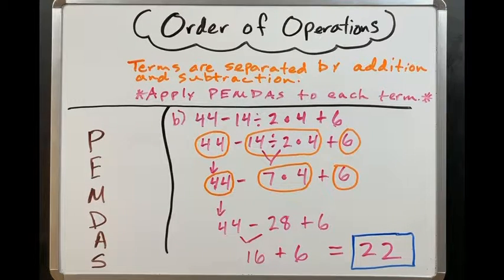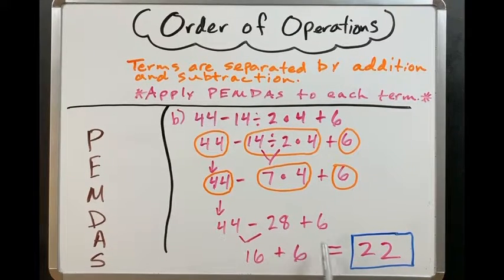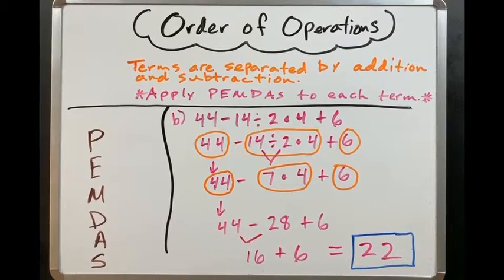Note, it's called order of operations. That means you have to do it in a particular order. You have to solve the problem in a particular order. If I had done 28 plus 6, I would have gotten 34. 44 minus 34, I would have gotten an answer, but it would have been wrong because I didn't follow instructions.